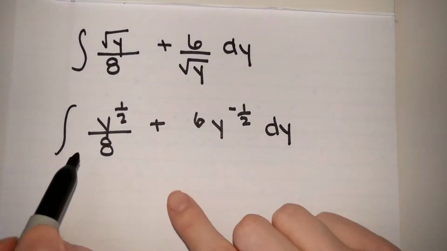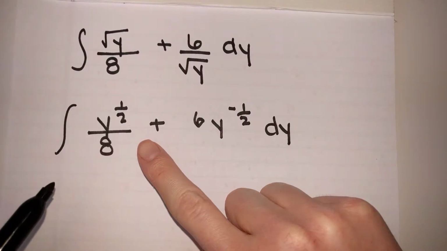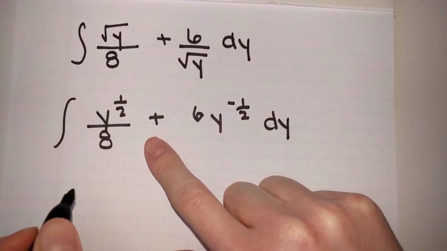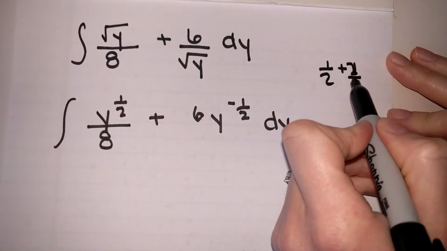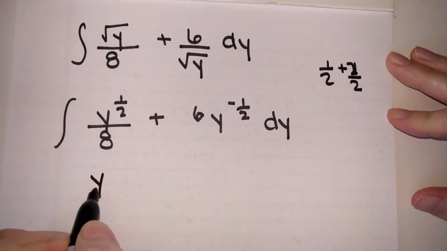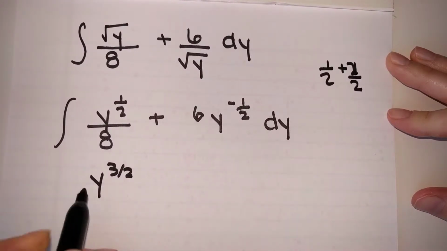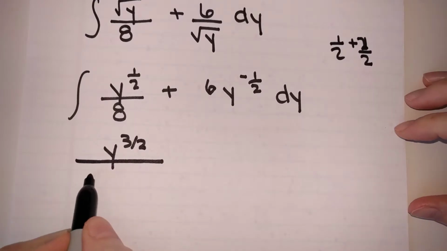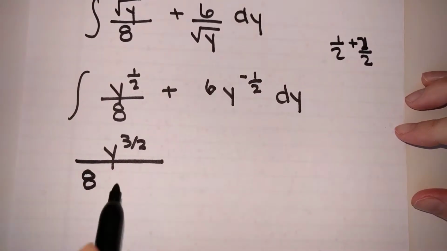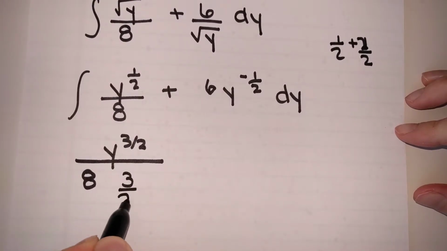Alright, so at this point what I'm going to do is add 1 to the exponent and divide by the new exponent. So if I take my 1/2 and add 1, I'm really adding 2 over 2. So that's going to give us y to the 3/2. Now, the 8 is a constant coefficient. It is with something, so it is going to stay put.